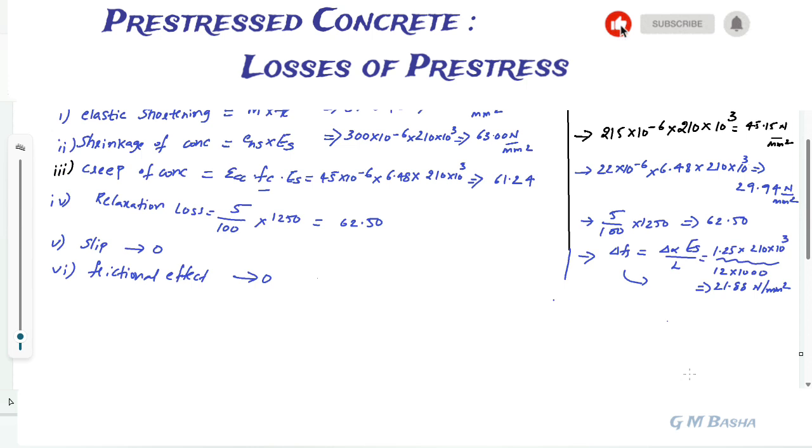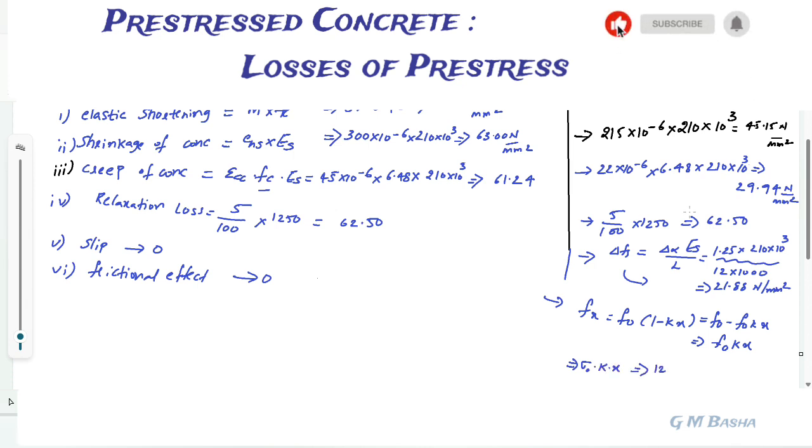Then finally, loss of stress due to frictional effect. How will you find that frictional effect? Basically the formula will be fx equal to f naught into 1 minus kx. Then if you simplify this, f naught minus f naught kx. So finally f naught minus fx will be, after simplifying, directly remember this formula: f naught kx. This is the simplified formula, better you take it directly. So after simplification you will directly get f naught kx, meaning initial stress f naught into the wave effect k into x.